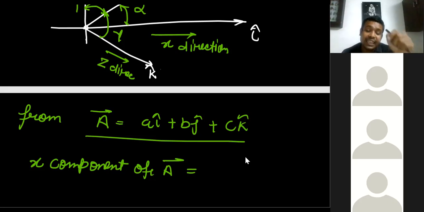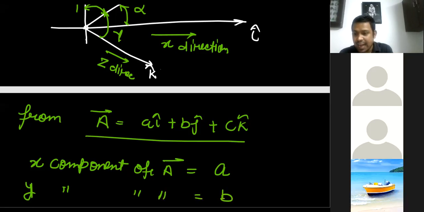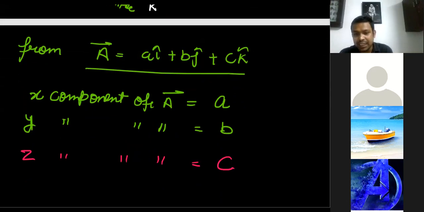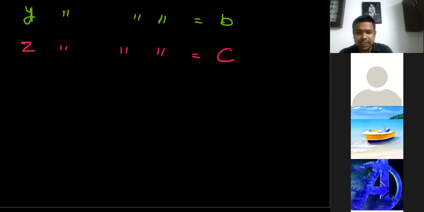Coefficient of J cap indicates the value of vector A along Y axis. Coefficient of K cap indicates the value of the given vector along K cap. Thus, the X component of vector A is A. Similarly, Y component of vector A is what? B. And Z component of vector A is C.